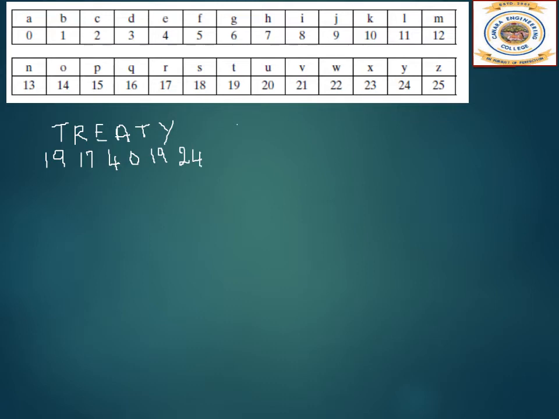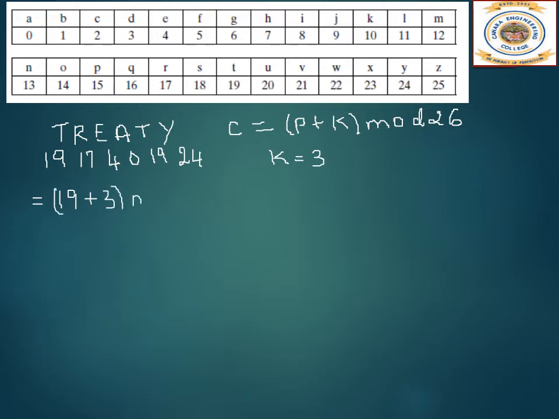So now I have written the equivalents. We have seen in the previous slide the cipher formula: cipher text is equal to plain text plus the key, mod 26. Let me apply this. For T, the plain text value is 19. Key size is 3, given to us. So 19 plus 3 mod 26 gives 22. 22 mod 26 is 22.